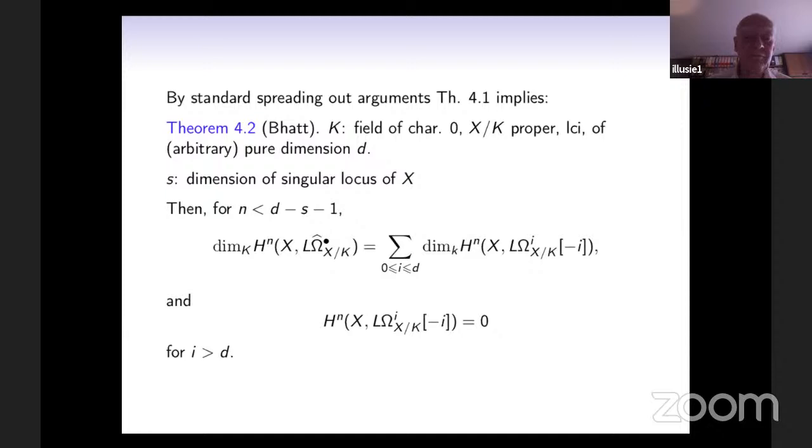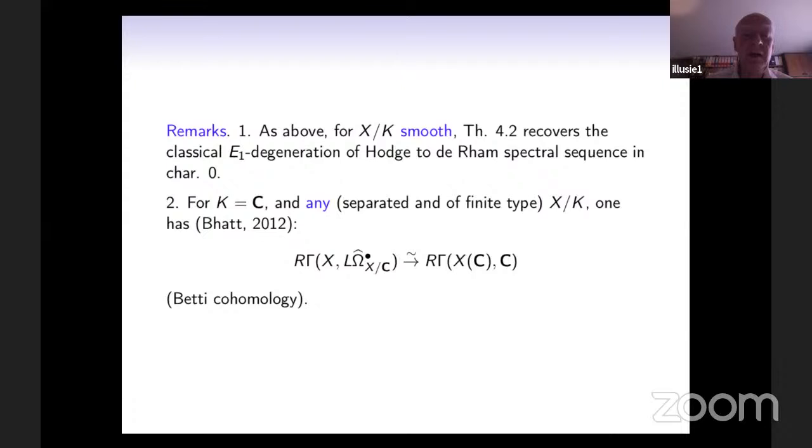Then I would like to point out that for X over C, and in fact, not just LCI, but separated and of finite type, there is a remarkable result by Bhargav to the effect that this Hodge-completed de Rham complex calculates the cohomology of the complex space associated to X. So for X proper and not necessarily smooth, it calculates Betti cohomology.